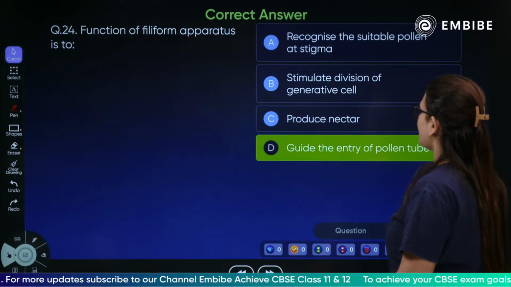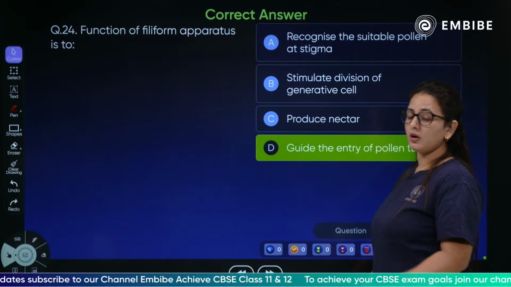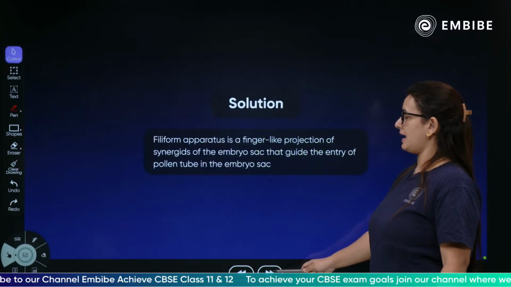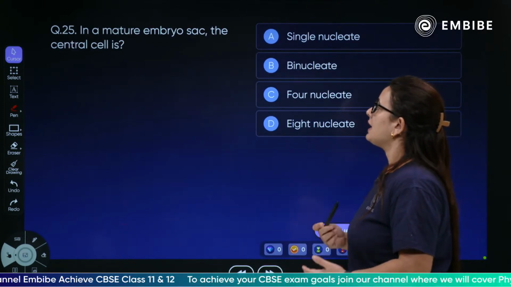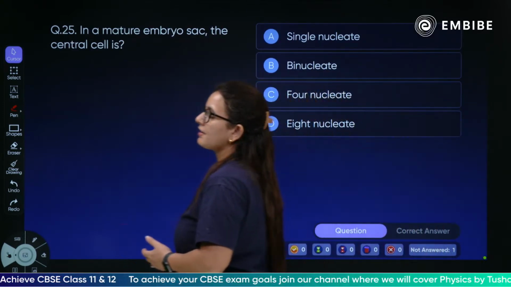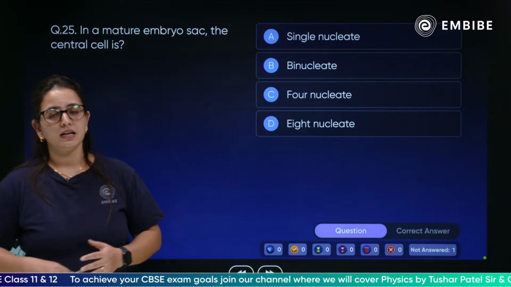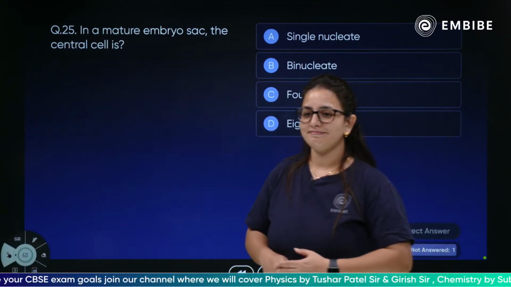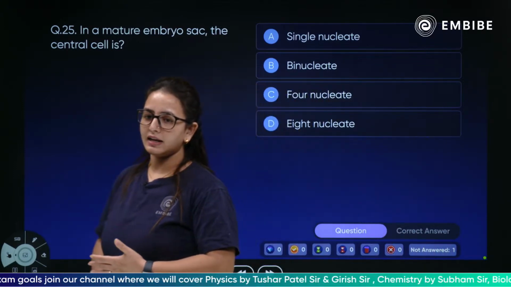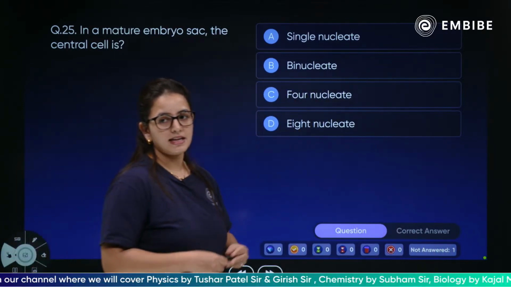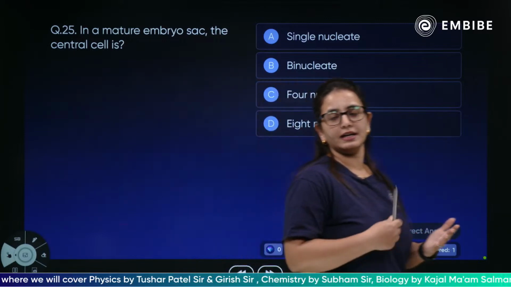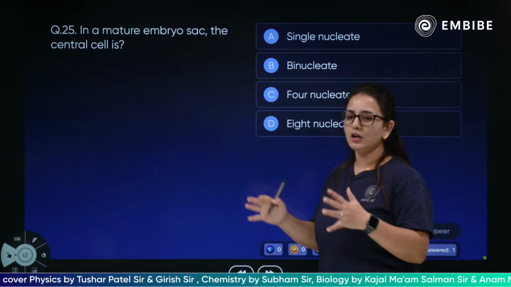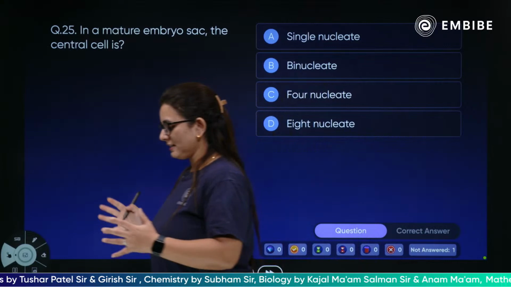Very simple, it is guiding the entry of the pollen tube inside the egg cell for the division. In a mature embryo sac, the central cell is single nucleate, binucleate, 4 nucleate, or 8 nucleate. What is the ploidy of the central cell?